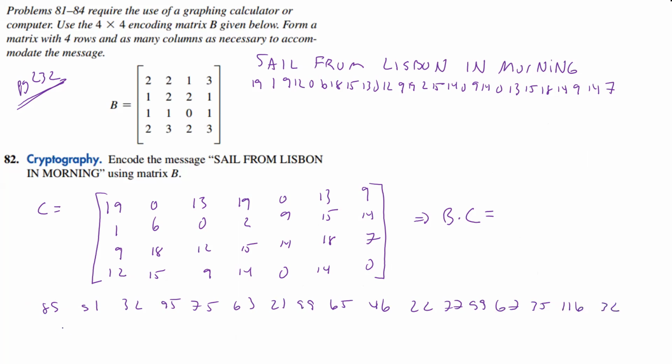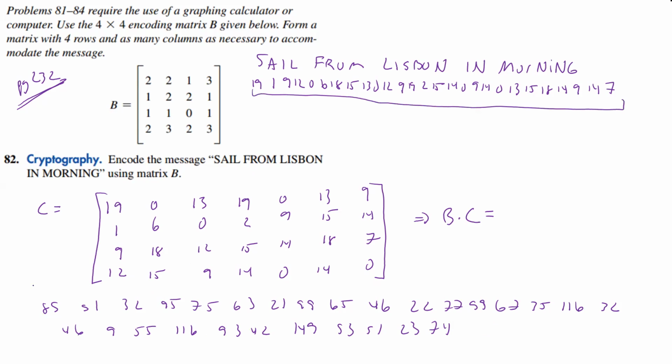32, then 4, 6, 9, 55, 116, 93, 42, 149, and then 53, then 51, then 23, and then 74. So that would be a string of our code, kind of like "Sail from Lisbon" was this string. Now our string is much longer because of how our input matrix and our C are set up. When we encode the message with B, that becomes our coded message here.